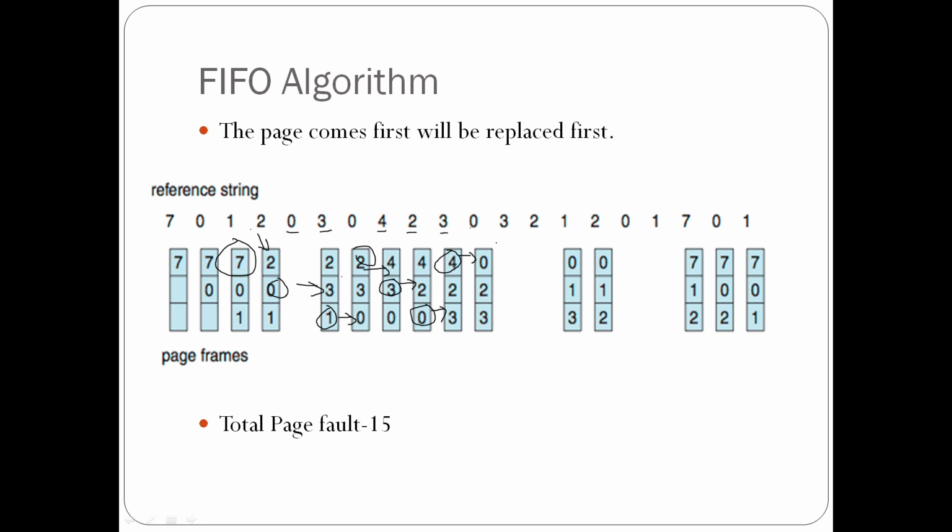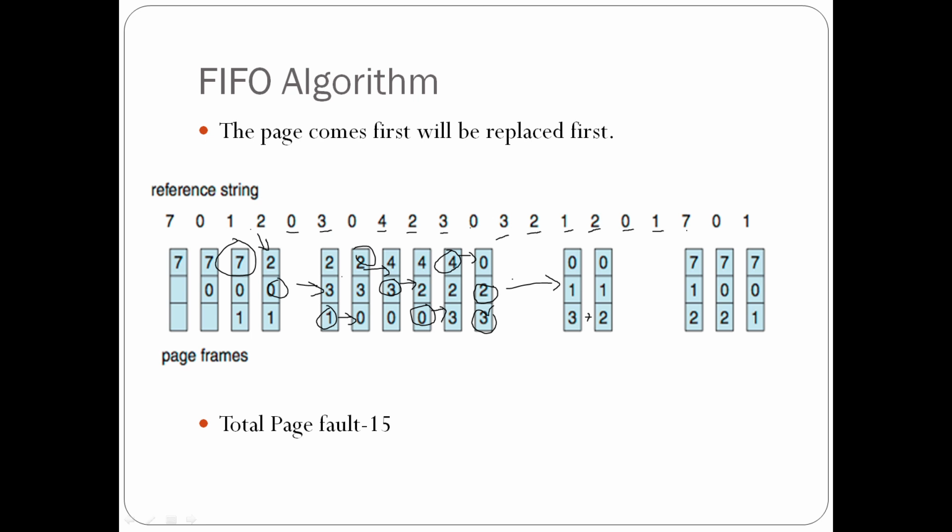The next string is 3. 3 is already available, so it is a page hit. Again the next one is 2. 2 is already available, so it is a page hit. The next string is 1. 2 is the page that came first, so 2 is replaced by 1. Again the next one is 2. 3 came first out of these 3 frames, so 3 will be replaced by 2. The next one is 0, which is already available. Again 1, which is already available, so it is a page hit.